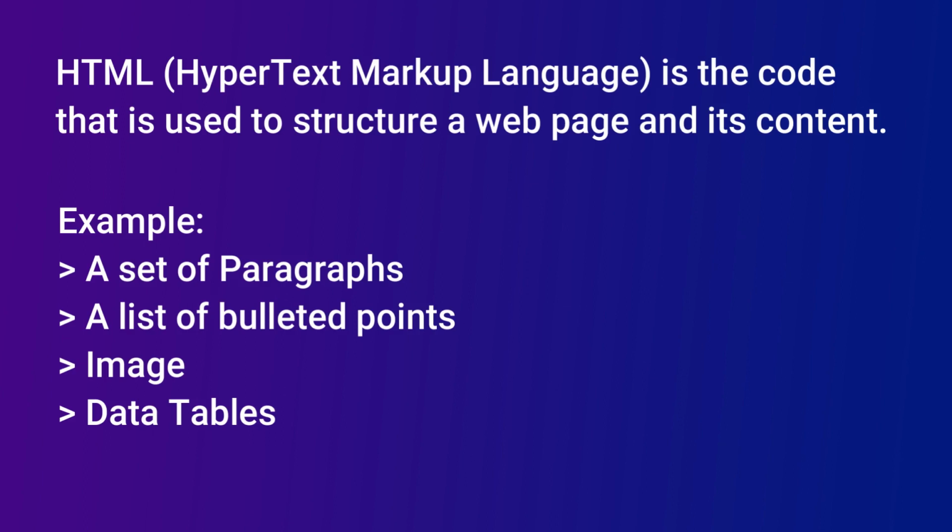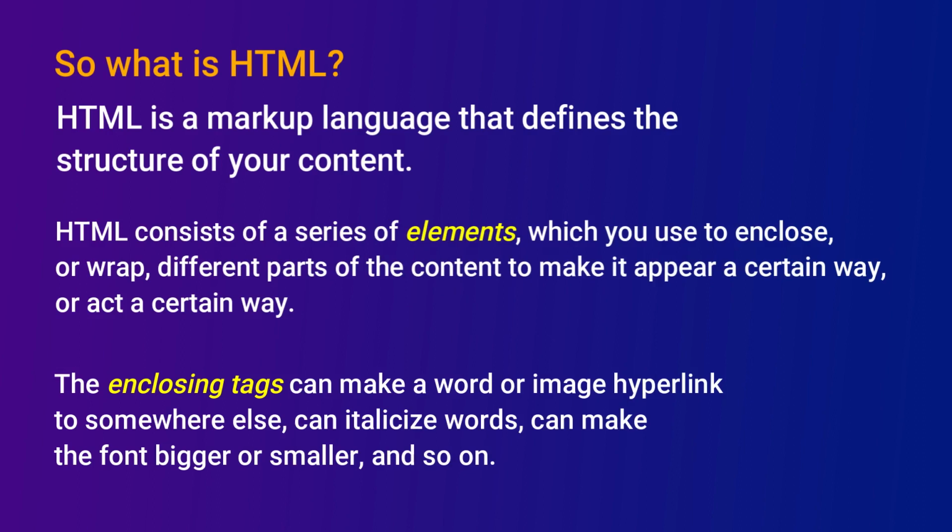So what exactly is HTML? HTML is a markup language that defines the structure of your content. HTML consists of a series of elements, which you use to enclose or wrap different parts of the content to make it appear a certain way or act a certain way. The enclosing tags can make a word or image hyperlink to somewhere else, can italicize words, can make the font bigger or smaller, and so on.